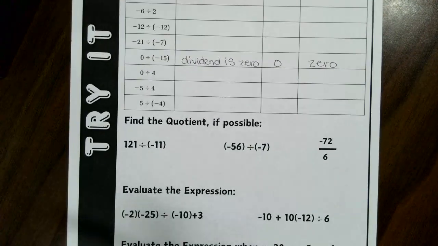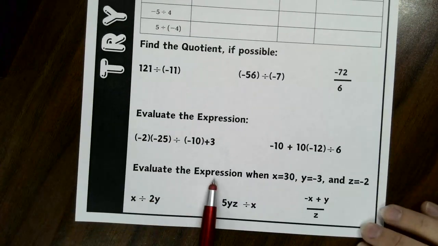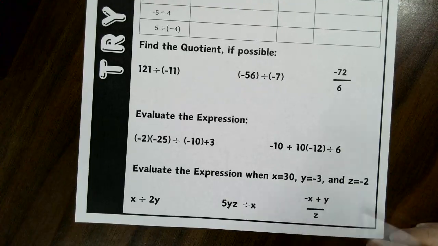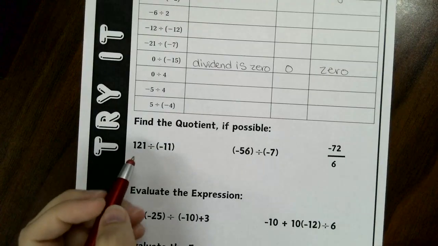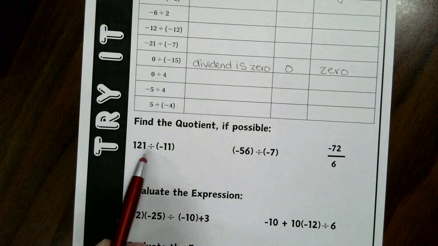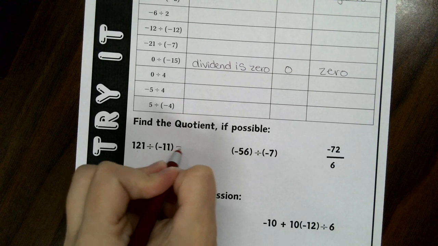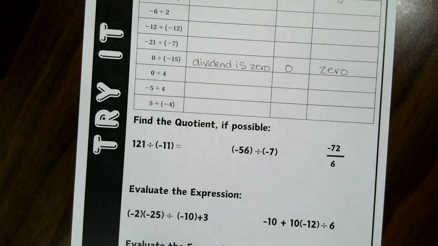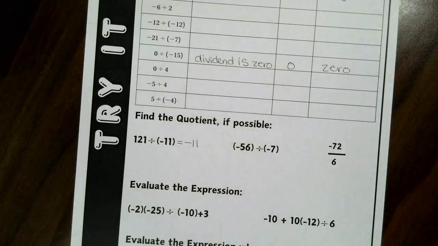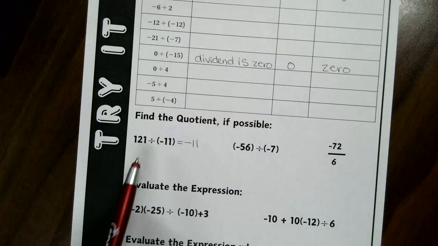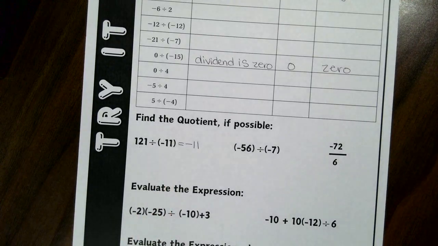Let's go to this section. Find the quotient if possible. You're going to evaluate the expression when given the values for each of these letters. Okay, so find the quotient. I'm just going to divide 121 by -11. I know just by my math facts that 11 times 11 is 121. These are different sign rules, so I know that it's going to be -11. If you need to use long division, if you can't remember this math fact, I know that's a pretty high fact, then do that.